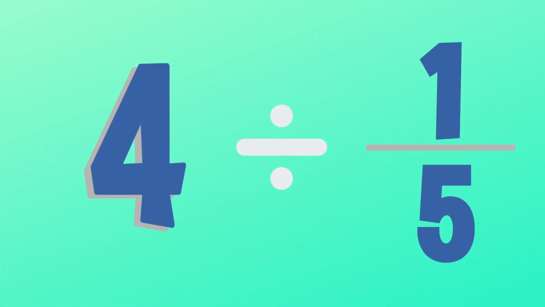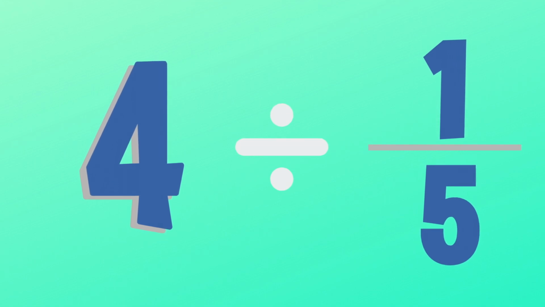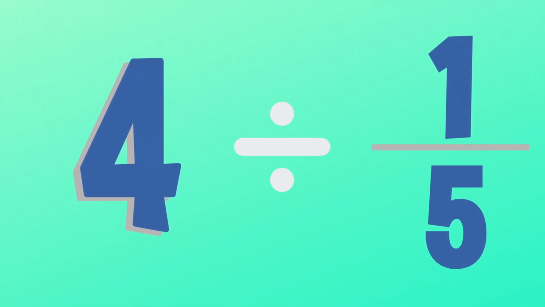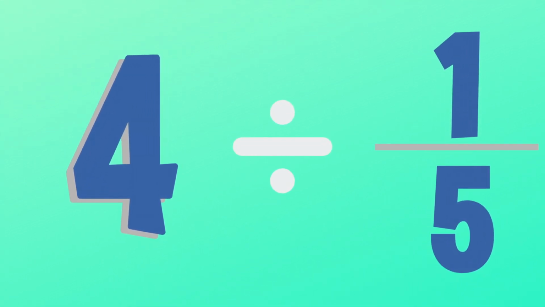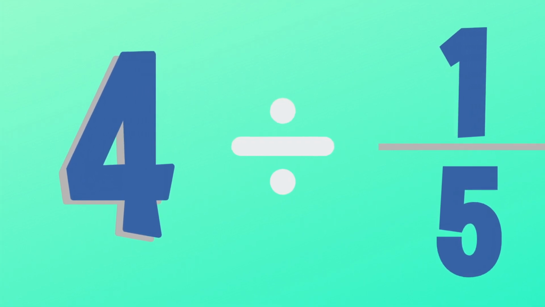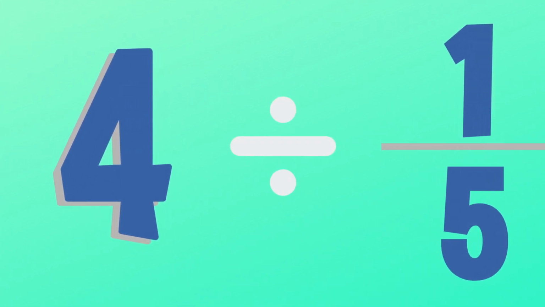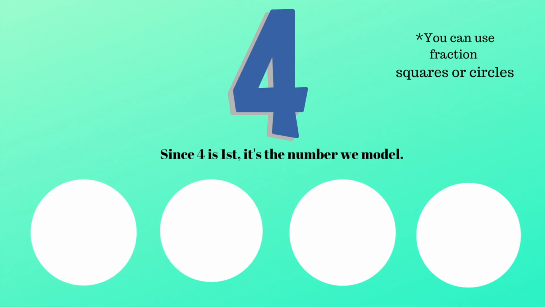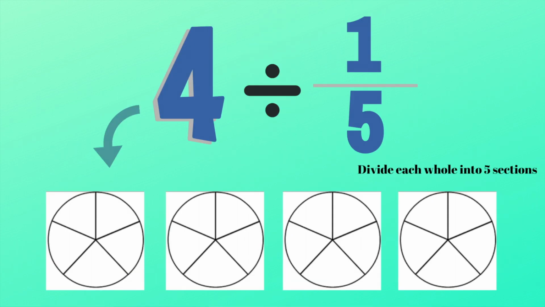So I have 4 divided by 1/5. So I'm going to take my first number, 4, which is also my dividend, and I am going to model that. So I am going to draw 4 boxes. 1, 2, 3, 4. 4 boxes. Now, each box I am going to divide by my divisor. I'm going to split it up into 5 sections because I'm dividing by 1/5.